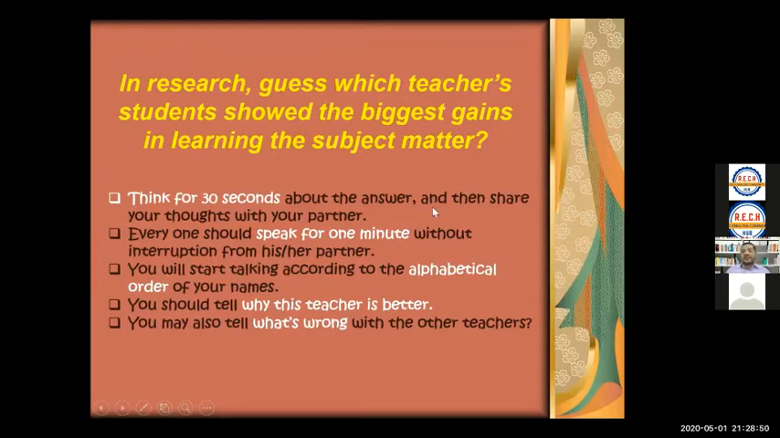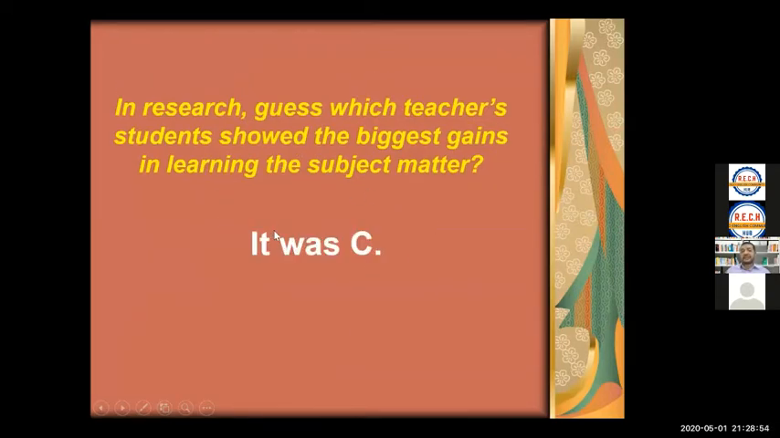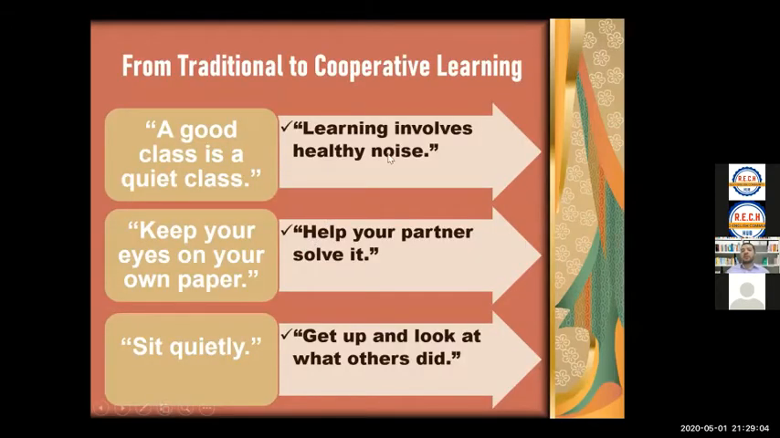Okay, in research, research showed that it's strategy C that has more learning gains. Now, the difference between traditional and cooperative learning in general, in how you see it within the classroom. In traditional learning, a good class is a quiet class. But in cooperative learning, learning involves healthy noise.